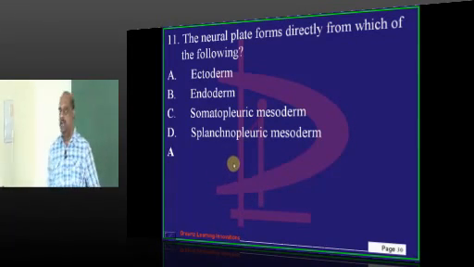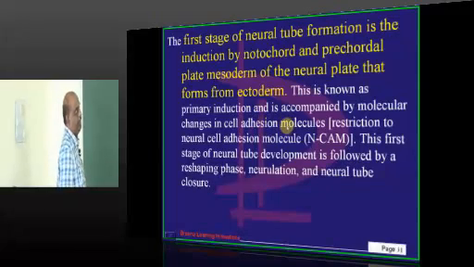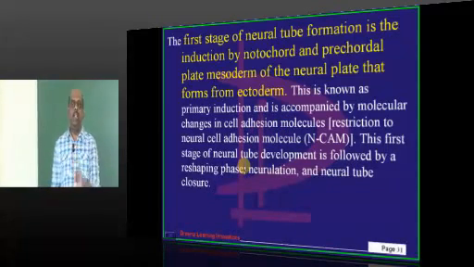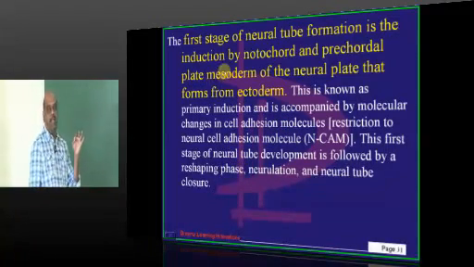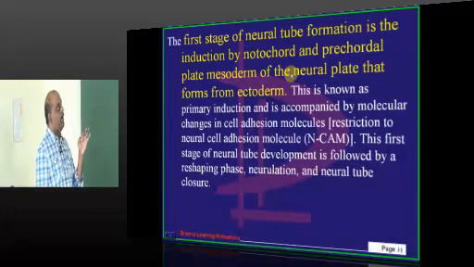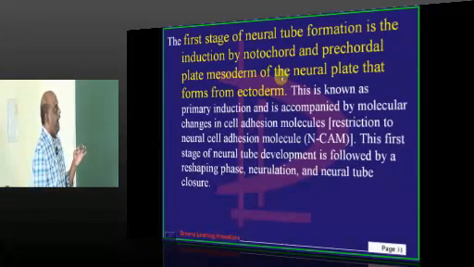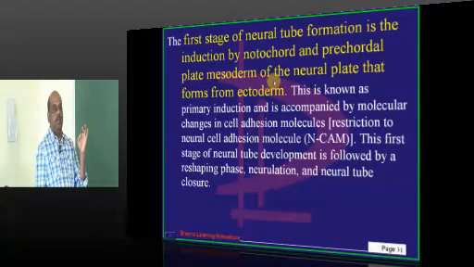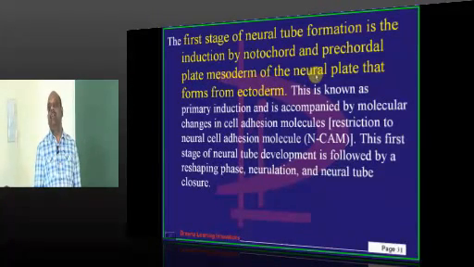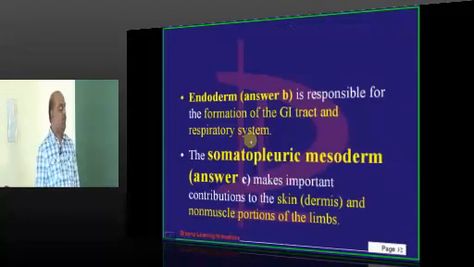Okay, doc. Neural plate, from where is it basically formed? The first stage in the neural tube formation is induction of the notochord and the precordal plate mesoderm of the neural plate, which basically forms from the ectoderm, which needs to be remembered.